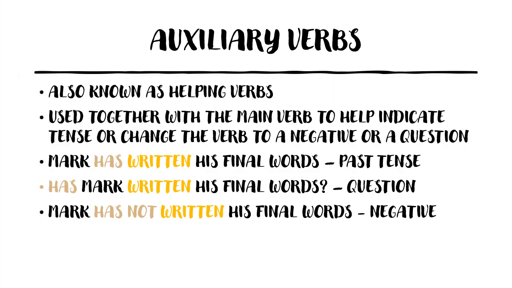Auxiliary verbs are our helping verbs. They are used together with a main verb in a sentence and indicate tense or change the verb to a negative or a question. Using the same original sentence, we can change it to past tense, a question, or to a negative. Mark has written his final words. Has Mark written his final words? Mark has not written his final words. Changing and using the auxiliary verb has changes the tense and type of sentence.